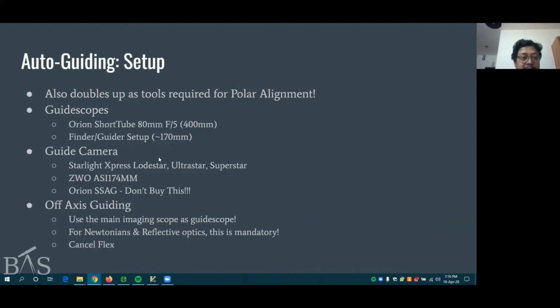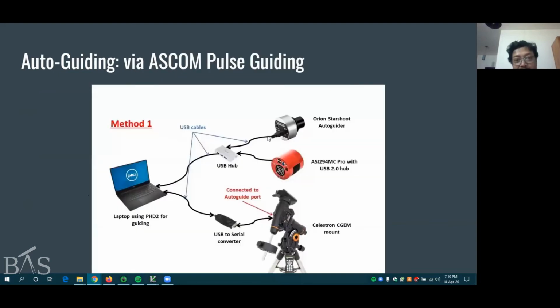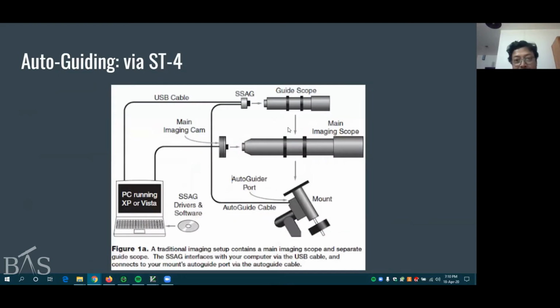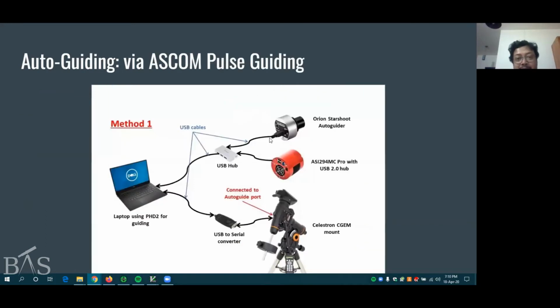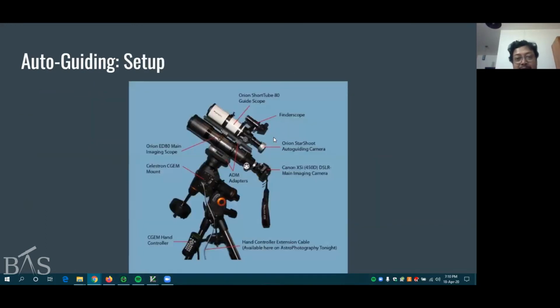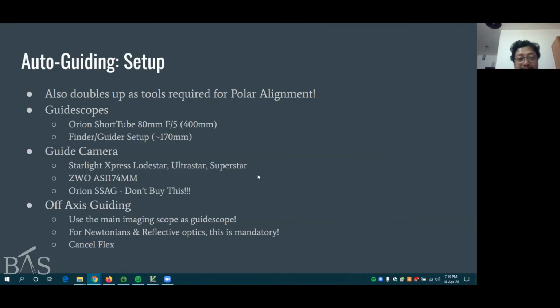For the guide camera, there are a few choices I have listed. A very popular one is the Orion SSAG. This is Orion SSAG, and this one is also Orion SSAG. Everywhere you will see SSAG used as an example guide camera, but it's a very bad camera. Its sensitivity is really low, and so I suggest you do not buy this at all. I have it, but I don't use it anymore. But it's cheap and it's popular.